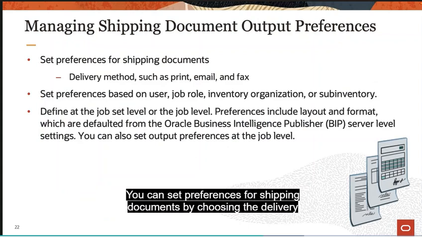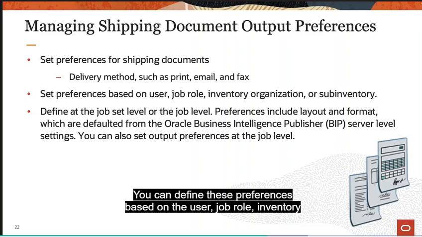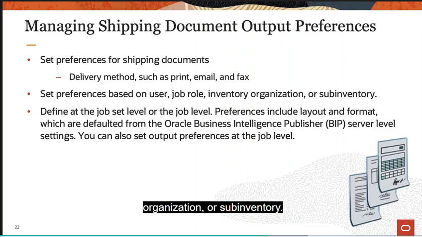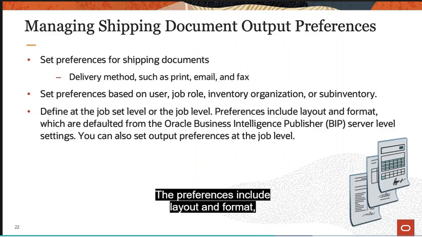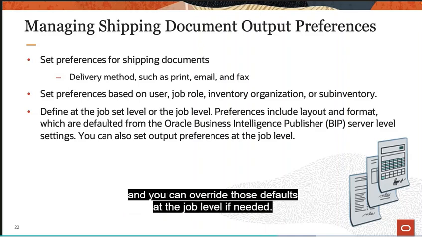You can set preferences for shipping documents by choosing the delivery method, such as print, email, or fax. You can define these preferences based on the user, job role, inventory organization, or subinventory. You can set preferences at either the job set level or the individual job level. The preferences include layout and format, which default from the Oracle Business Intelligence Publisher server settings, and you can override those defaults at the job level if needed.